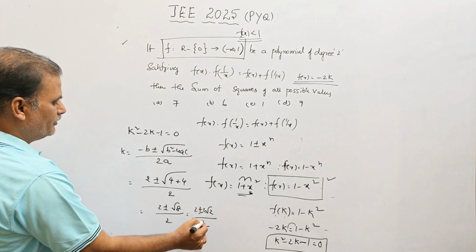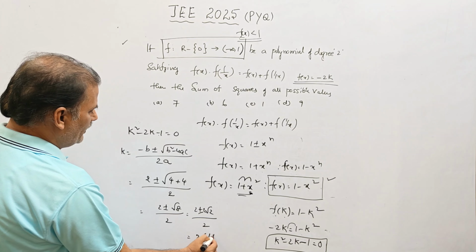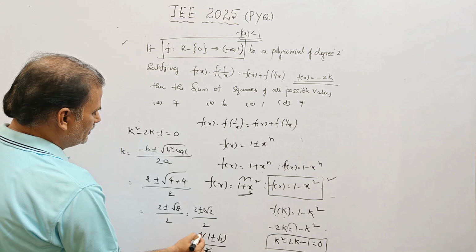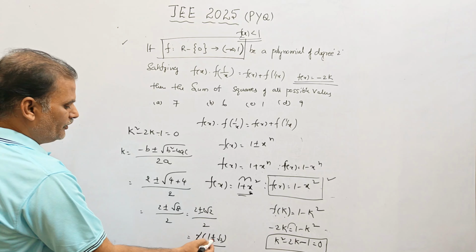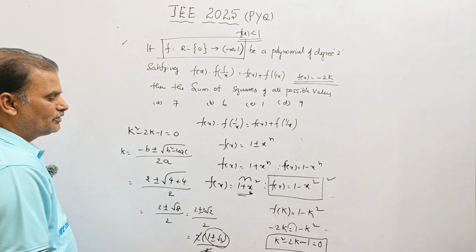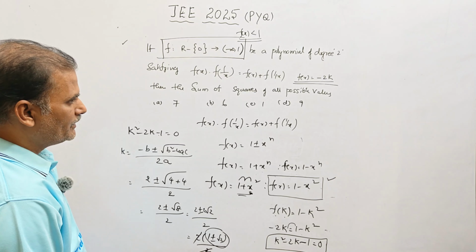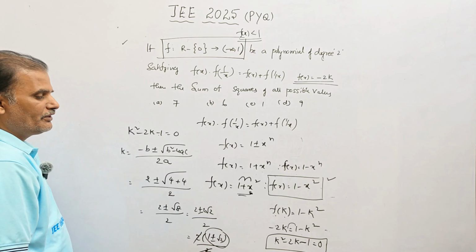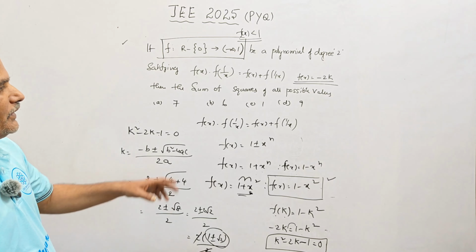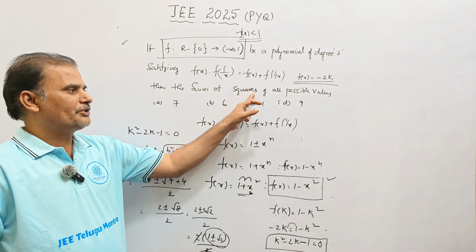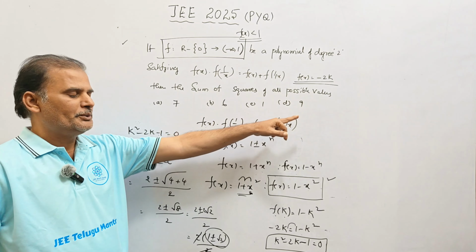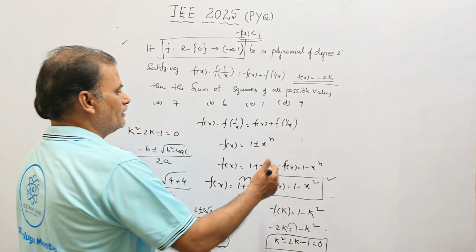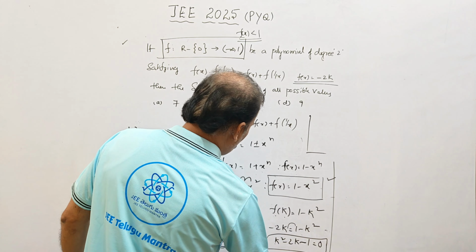2 root 2 by 2, if you take 2 common, 1 plus or minus root 2 by 2, 2 cancel. Therefore, we get two roots of the quadratic equation. One is 1 plus root 2, another one is 1 minus root 2. Here then the sum of squares of all possible values. Here possible value is 1 plus or minus root 2. Now you take the sum of the squares.